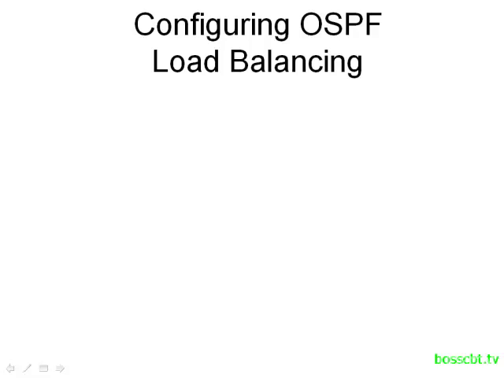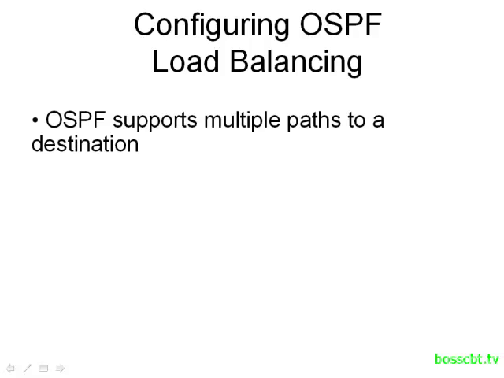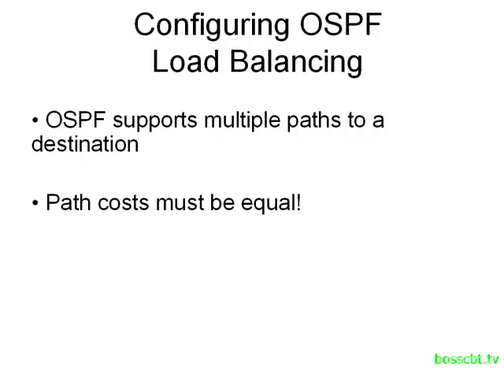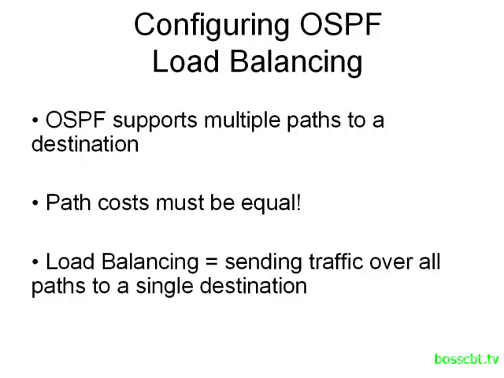We're going to talk about configuring OSPF load balancing. Now, OSPF can have multiple paths to a single destination, and it can use all of those paths as long as they all have the same OSPF cost. This is known as load balancing. In other words, we have multiple paths, they all have the same cost, therefore we can use each one. We can send traffic over each of those paths to the same destination.